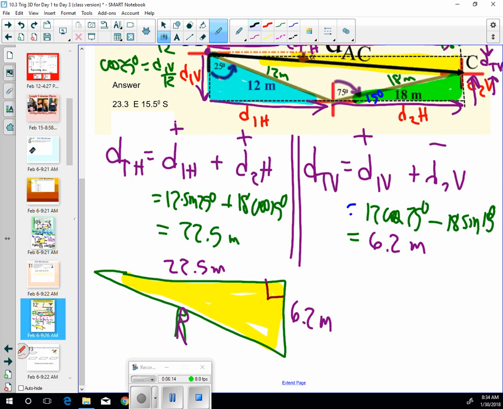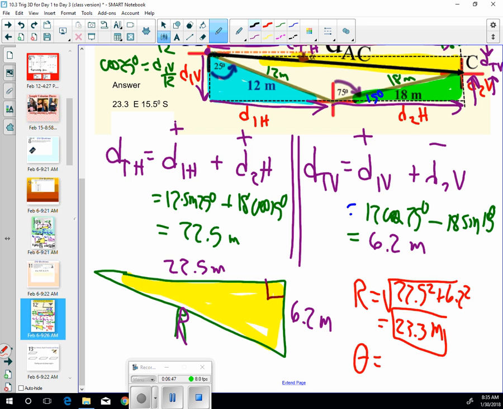Okay, so then you just use Pythagorean theorem to find r. You take the square root of 22.5 squared plus 6.2 squared, and that's going to be how far? Not sure what that's going to be. Oh, it should be just a little bit bigger than 22.5. 23.3 sounds perfect. Meters.